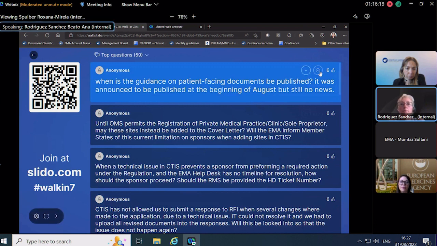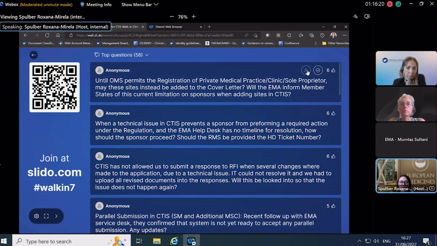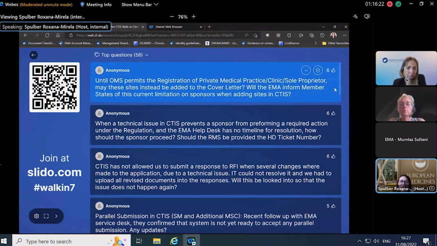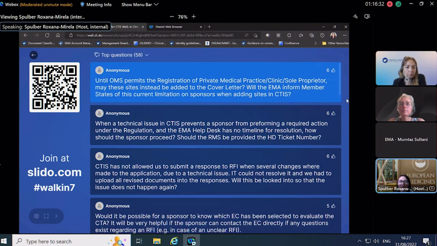Thank you both. Now another question on OMS. Until OMS permits the registration of private medical practice clinics, sole proprietor, may these sites instead be added to the cover letter? Will EMA inform member states of this current limitation on sponsors when adding sites in CTIS?